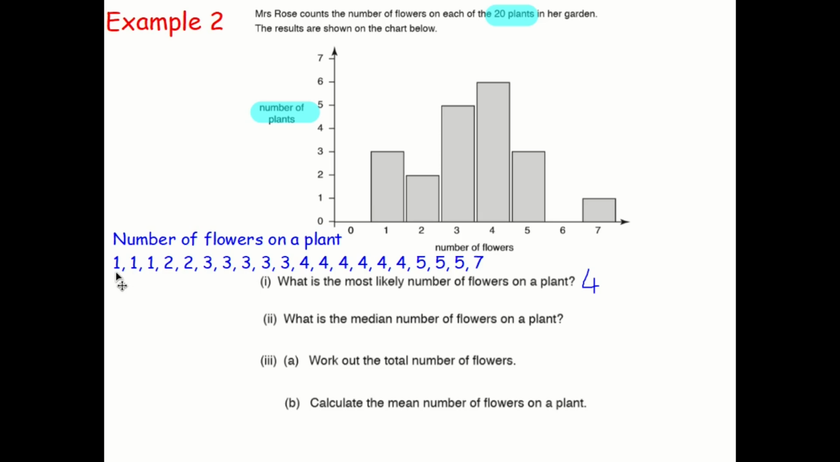So let's just have a look how I've got these numbers. 1, 1, 1, where have I got that from? Well, I've got 3 1s here, and this is the number of flowers on a plant. That's what we're asked to find, the median number of flowers on a plant. 2 2s, because my bar says I've got 2 plants with 2 flowers. 5 3s, because my bar chart here says I've got 5 plants with 3 flowers, and so on.